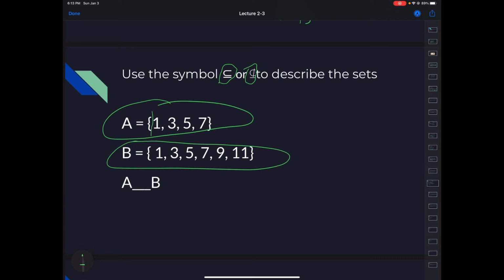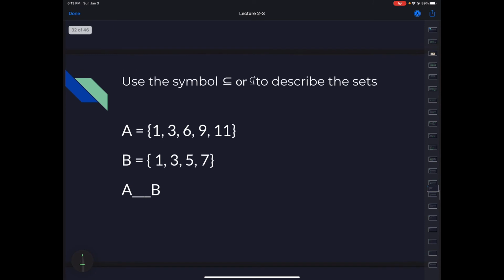Well, you see, those are the same element, those are the same element, those are the same element, those are the same element. A is inside of B. All of the elements in A are represented in B. So A is a subset of B. A is most certainly a subset of B.